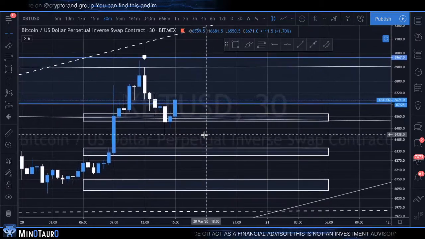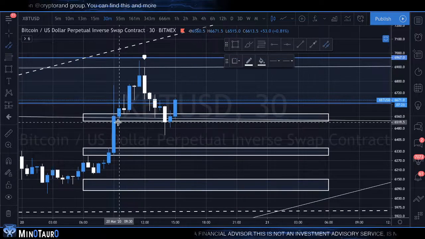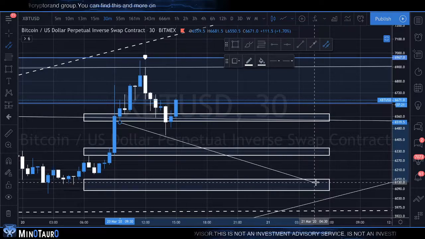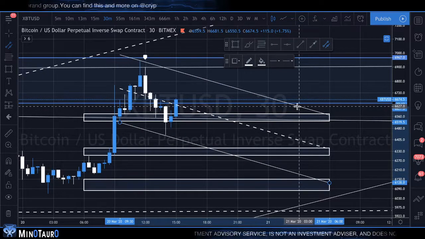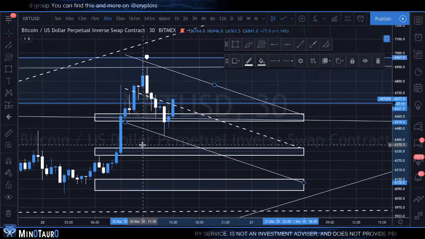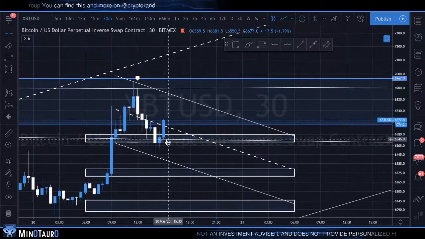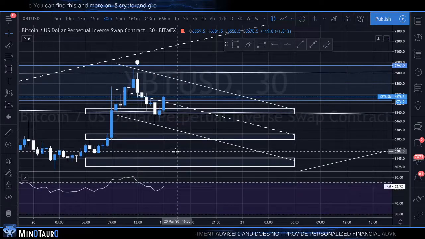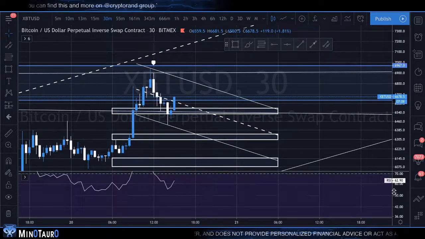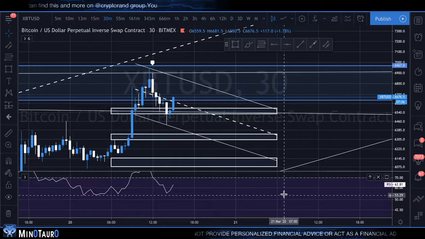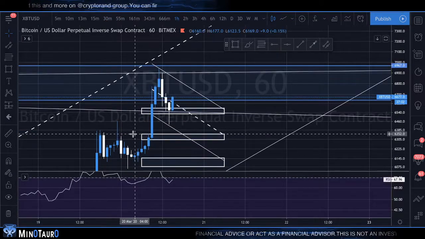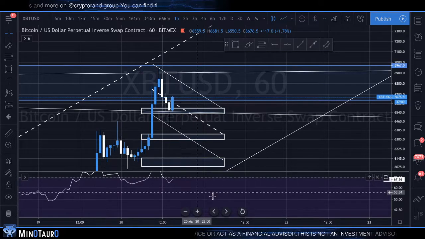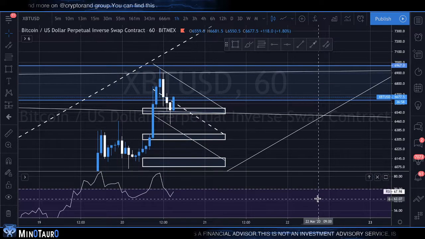Let's try to design a channel here. So this is the channel. I think this is the channel. So how can this work? Let me just check here. Here we don't have a hidden bullish divergence. I don't think so. No.